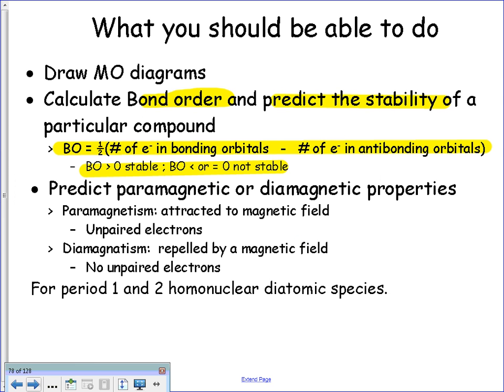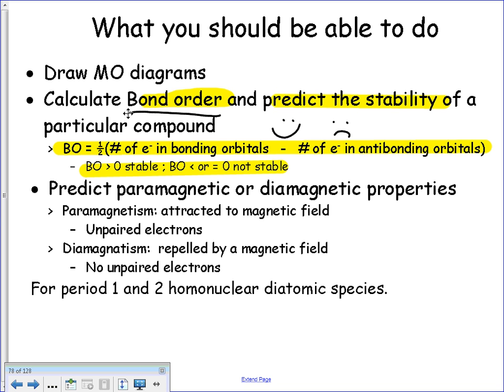So what you're going to have to be able to do, according to the AP College Board, is look at the molecular orbital diagrams and determine the bond order, which we've indicated before is similar to saying a double bond, triple bond, which would be like second order and third order. Not exactly going to correlate all the time, but most of the time, you're going to predict the stability, meaning will it form or will it not form for a particular diatomic species.